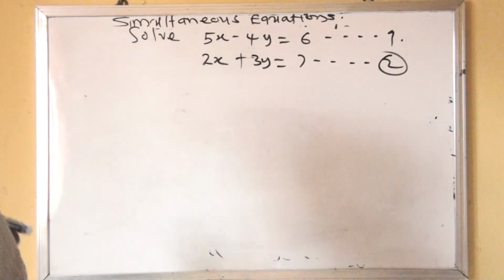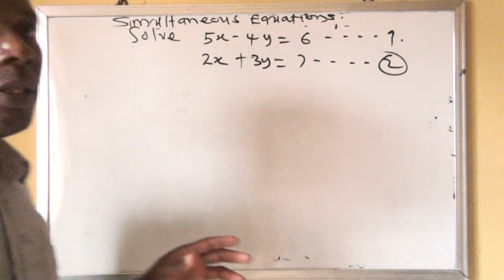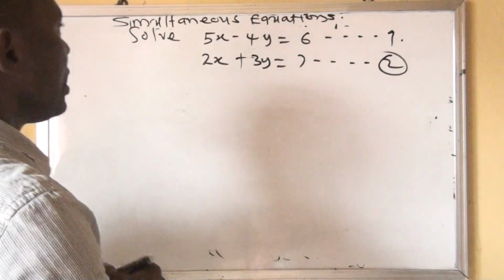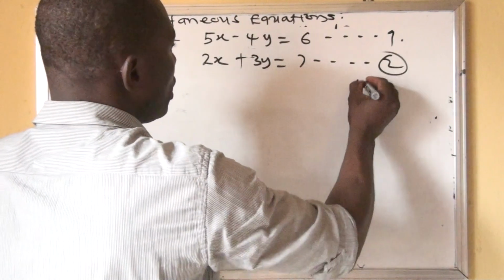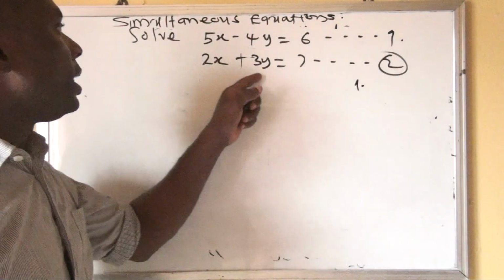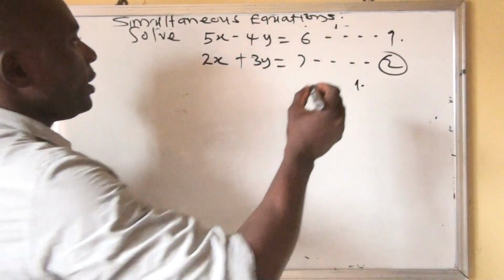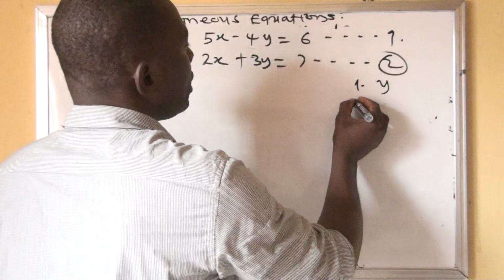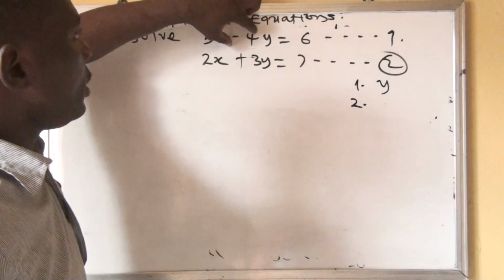Okay, and we want to use what we call the elimination method. Here we want to eliminate y. The first step is that you choose which of these two unknowns you want to eliminate. Is it x or y? That's the first thing you do. Now if we choose that we're going to eliminate y, then the next step is that we look at equation 1. What is the coefficient of y?